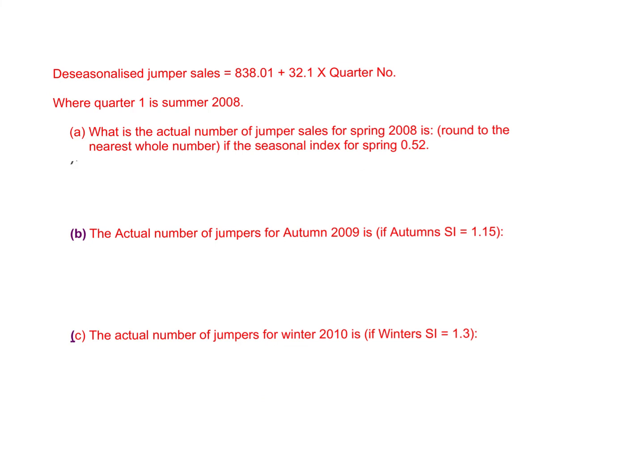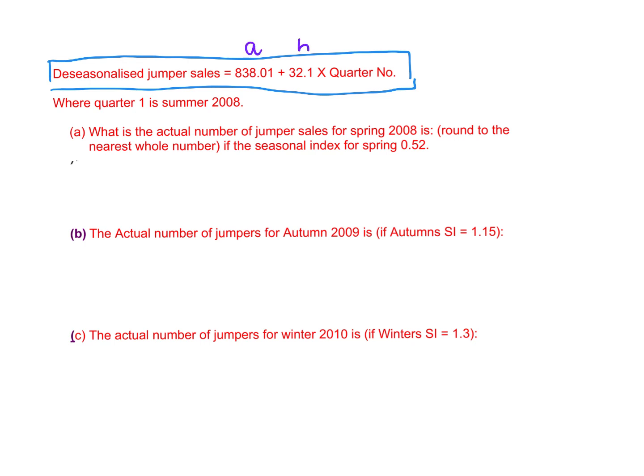Seasonal index. So here's our deseasonalized formula that they've used. So they've done all that data, they've deseasonalized it. Remember, this is our A, this is our B value. Okay, and now they're telling me quarter 1 is summer 2008. So if you think 2008, and we had summer, autumn, winter, spring. Okay, so summer's quarter 1, 2, 3, 4. And then obviously if you went on to 2009, summer would be 5, 6, 7, and 8, and so on.